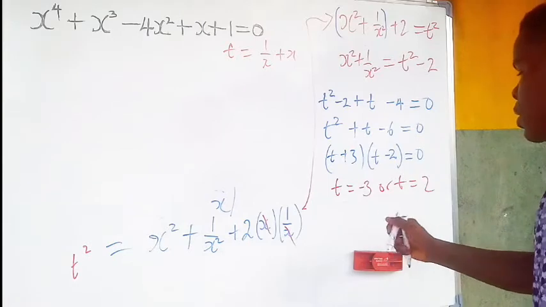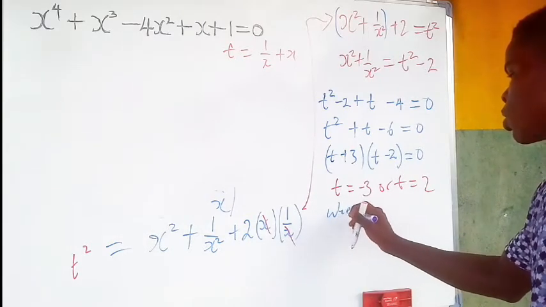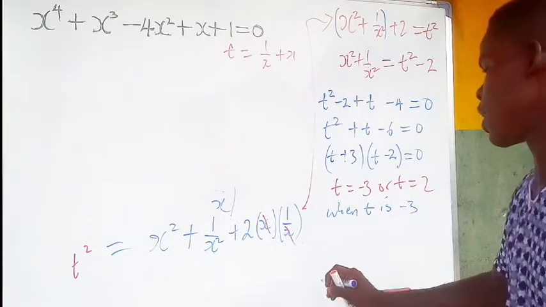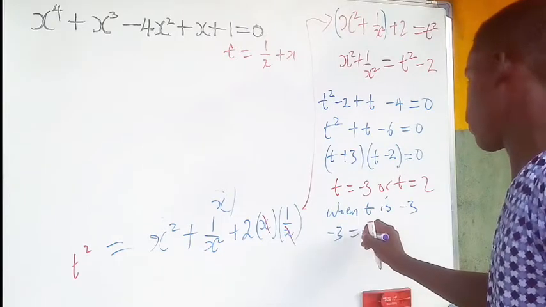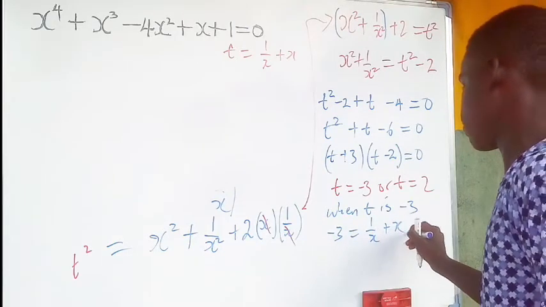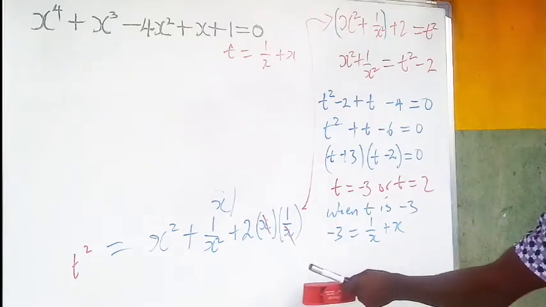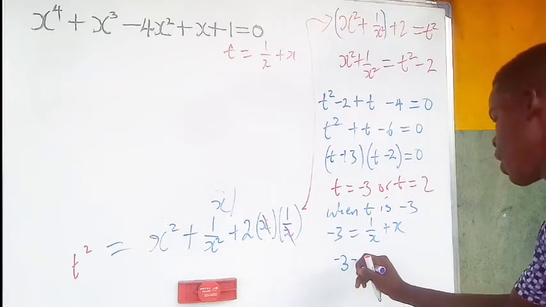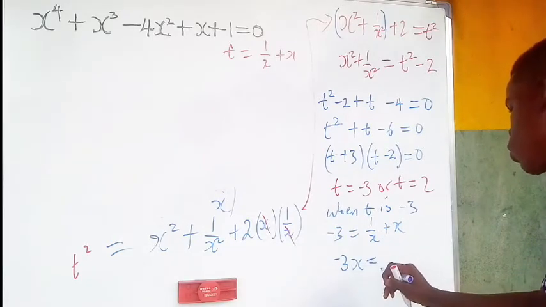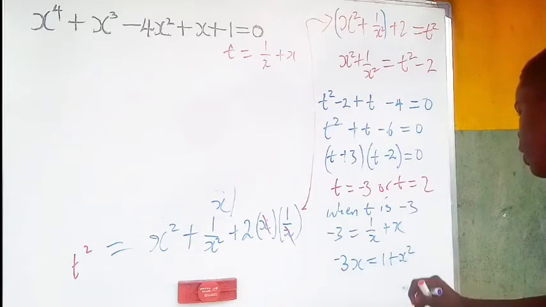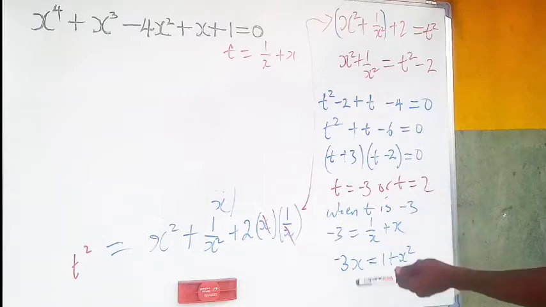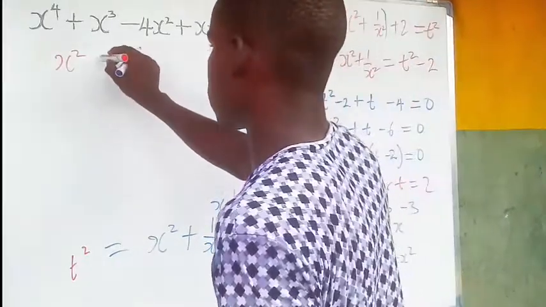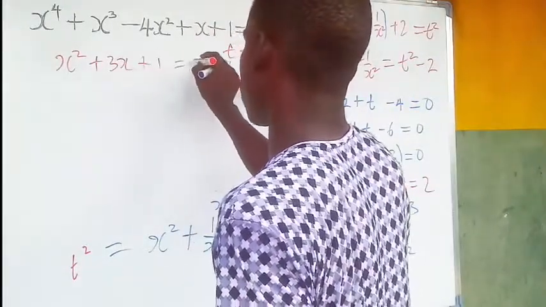That would mean when t is negative 3, then negative 3 is equal to 1 over x plus x. We can simplify this: we take the LCM, cross multiply, and we have negative 3x is equal to 1 plus x squared. So that gives us x squared plus 3x plus 1 equal to 0.